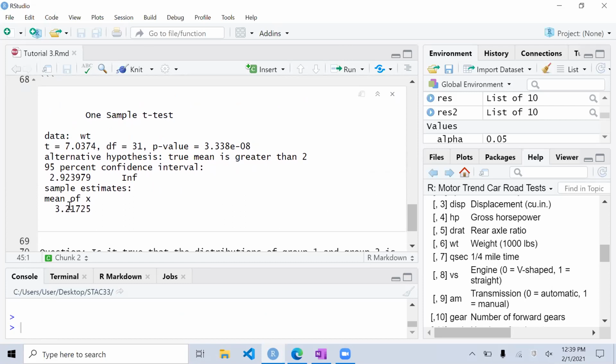Does anyone see what changes in the output and what stays the same? What do you see that's the same and different? Yeah, so do you know why it has infinity? That's a good observation to have, obviously. Does anyone know why the interval has infinity?